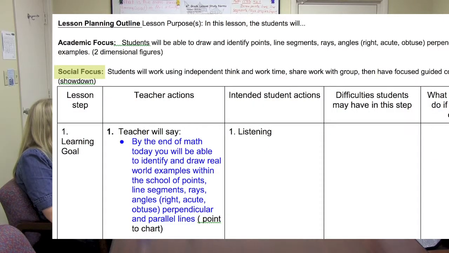You'd said you wanted to look at speaking and listening, standard 4.1c, which is primarily focusing on students listening and being able to share what their partner said, making comments, contributing to the discussion. So how do you want to phrase that? Maybe students will work using independent think and work time and share with their group. Then have focused guided conversations that lead to a consensus and they can justify their responses.